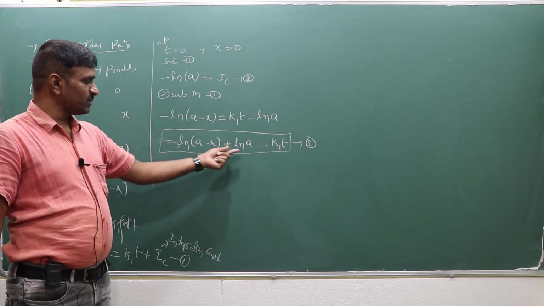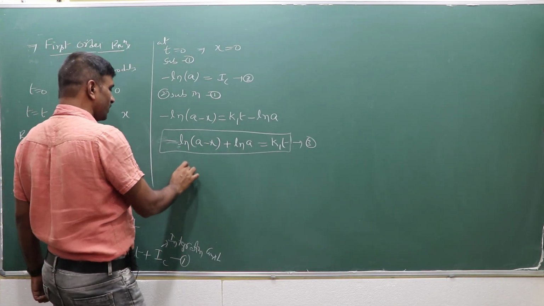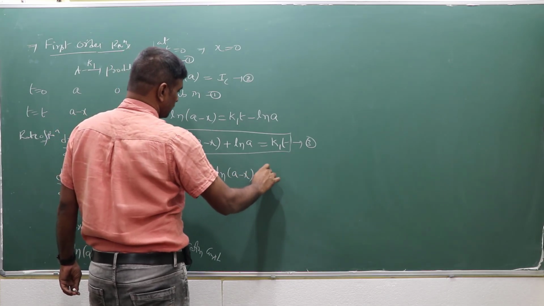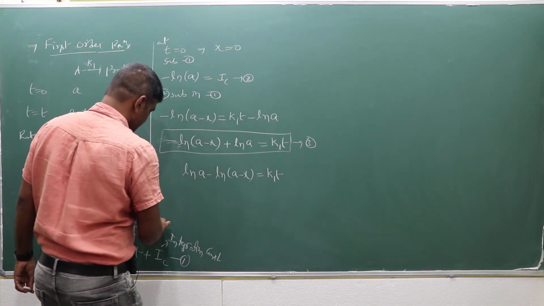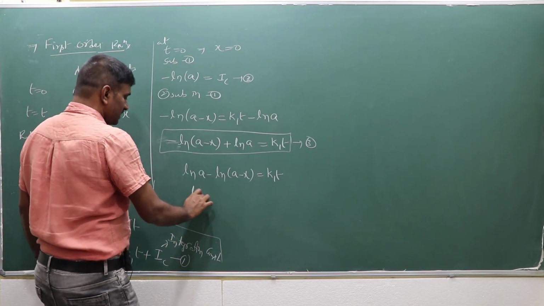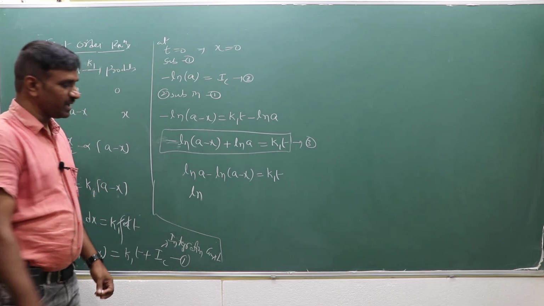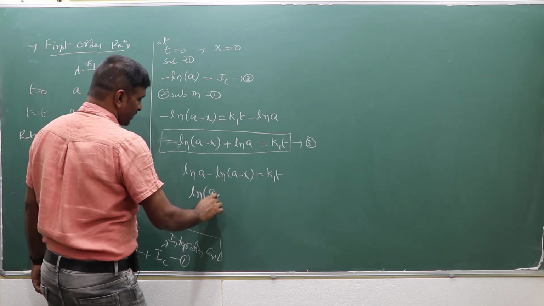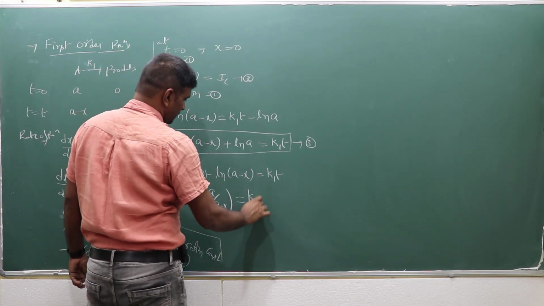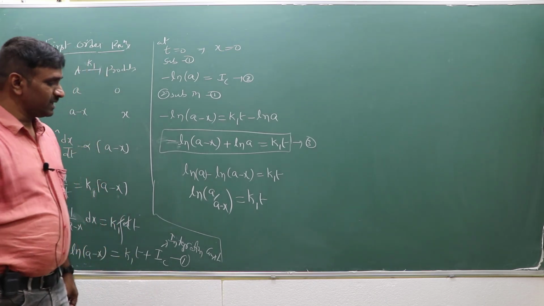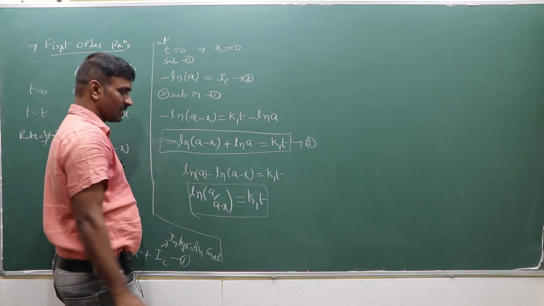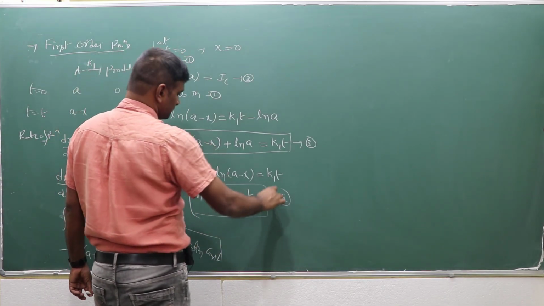And this equation number 3 can be written in positive form, as before. Suppose minus ln a minus x is equal to k1 into t. This is log a minus log b form. I mentioned earlier that log a minus log b is log a by b. So ln a by a minus x is equal to k1 into t. This is one of the equations. Suppose this is equation number 4.